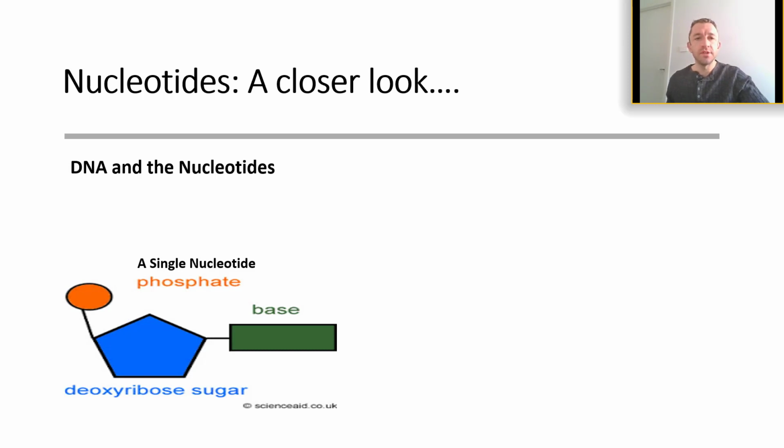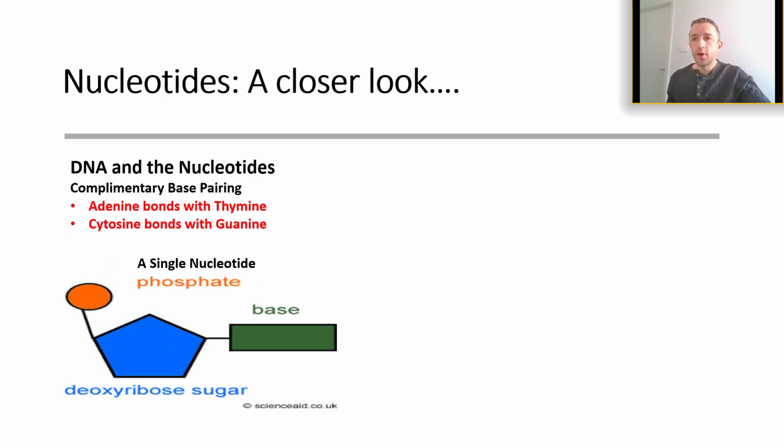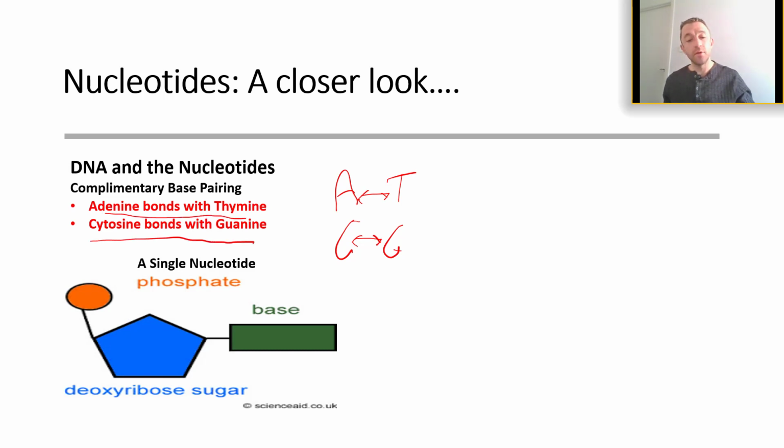So our nucleotides, complementary base pairing, how these join together in a specific way. Remember A, T, C, and G. For DNA, A always bonds with T, and C always bonds with G. And that's what's called complementary base pairing. Our adenine bonds with our thymine, and our cytosine bonds with our guanine.